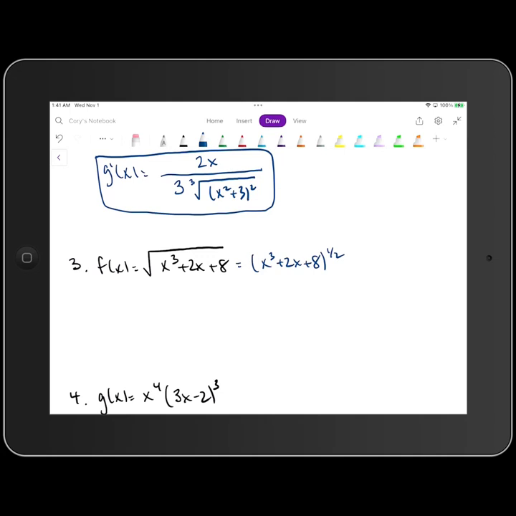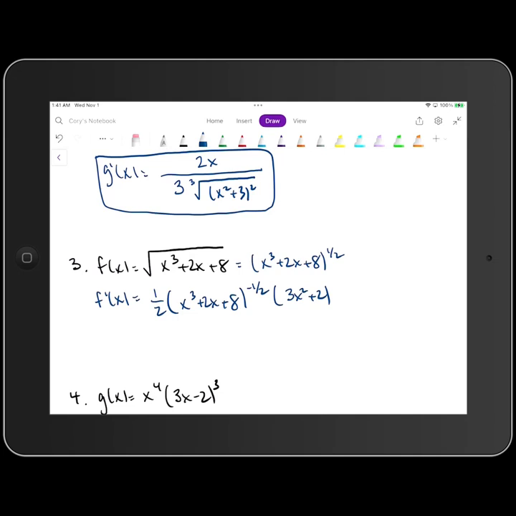Okay, so that function is equivalent to x cubed plus 2x plus 8 to the 1/2 power. Again, we have a composite function, so we're going to use chain rule to take its derivative. The outer function in the composition is x to the 1/2 power, whose derivative is 1/2 x to the negative 1/2 power. We're going to evaluate that at the inner function, x cubed plus 2x plus 8. And then we're going to multiply that by the derivative of the inner function, which is 3x squared plus 2.